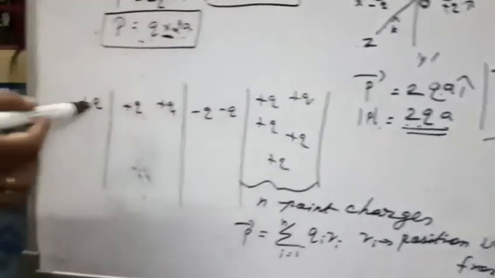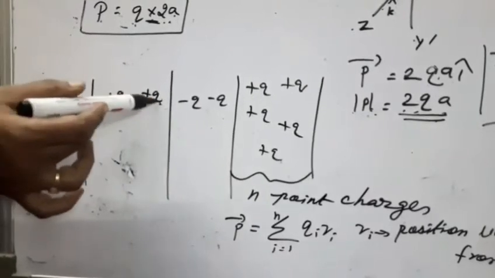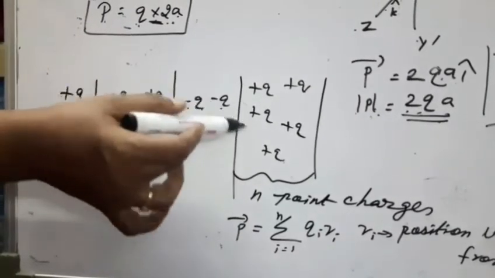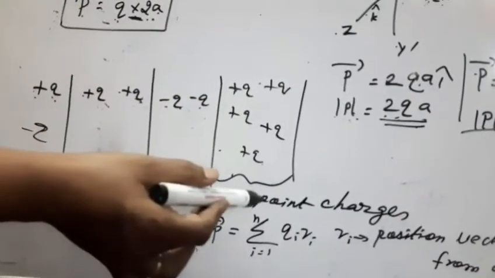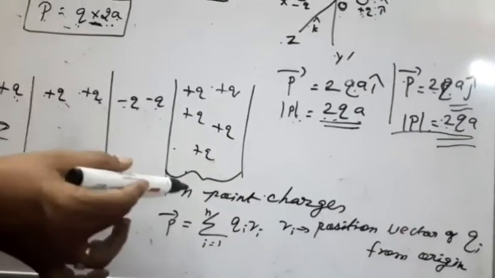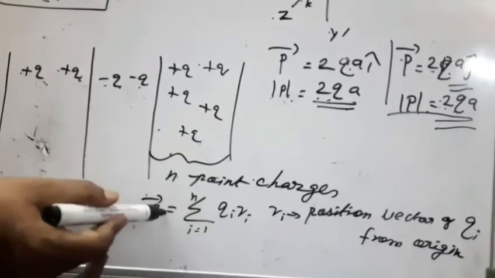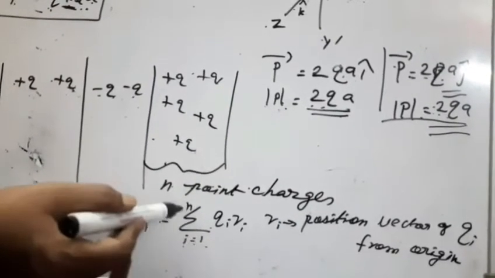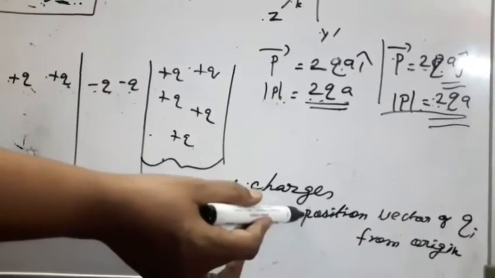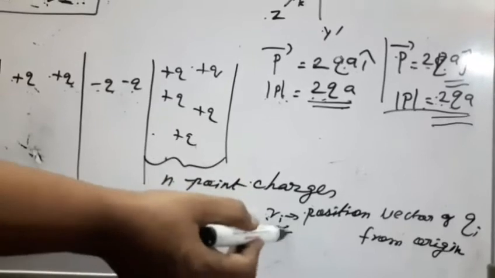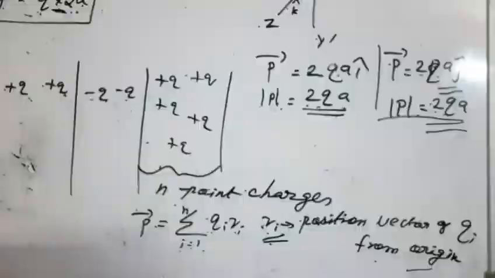And next, the dipole moment for an isolated system of charges. Suppose it is plus q or minus q, or both are plus q or both are minus q, or plus and minus mixed together, any number of charges which are present. Suppose n point charges are present, then the dipole moment equals the summation from i equals 1 to n of q i r i. Here r i vector is the position vector of charge q i from the origin.